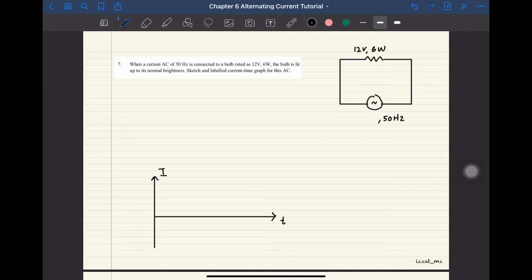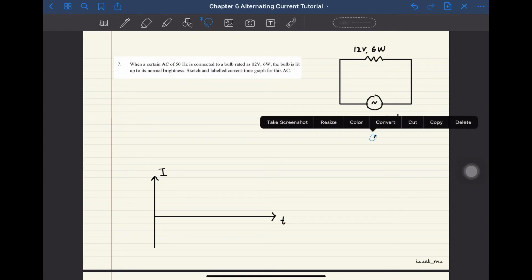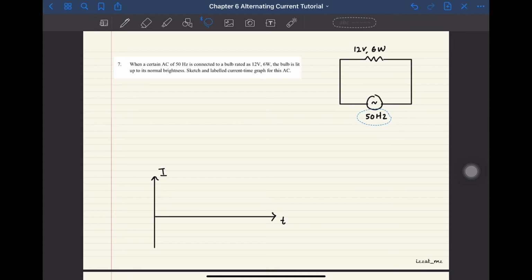So the bulb, you can represent this one as your resistor, in terms of an alternating current circuit. So this is your power supply. You have a source of 50 Hz. I put it like this. Whenever you try to take out the information, you can always do it like this as well. Sketch and label the current time graph for this AC. So basically you want to show the variation of current with respect to time. You will expect that the graph would be a sine graph.